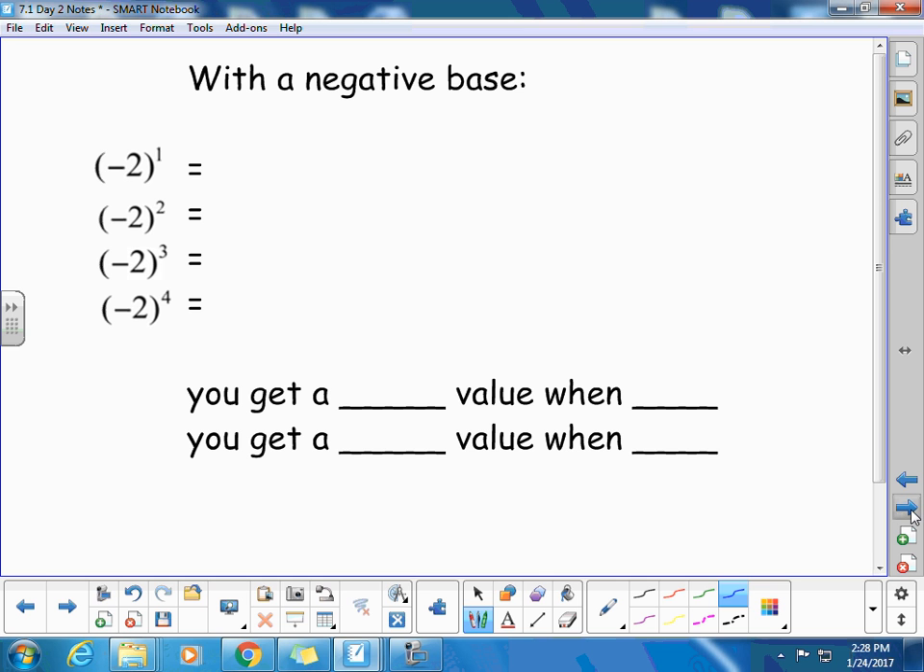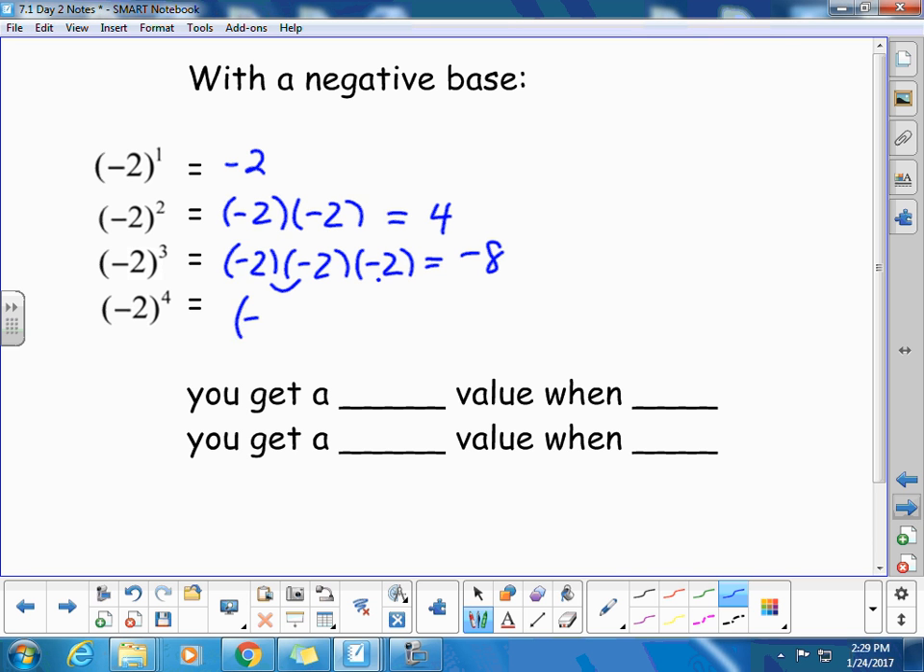With negative bases, let's take a look. So negative 2 to the first is just negative 2. Negative 2 to the second is negative 2 times negative 2, which is positive 4. Negative 2 to the third, negative 2 times negative 2 times negative 2. A negative times a negative would make it positive if I just did those two, but then I have to take it times another negative, so we're back to negative 8. And negative 2 to the fourth, negative 2 times negative 2 times negative 2 times negative 2. Those two would make a positive, and those two would make a positive, so it would be positive 16.